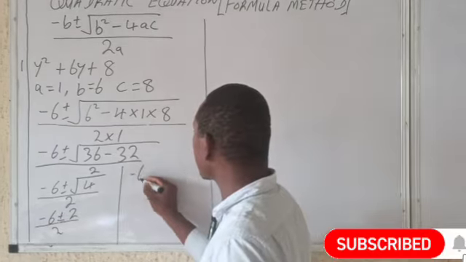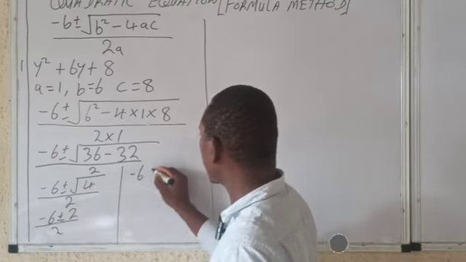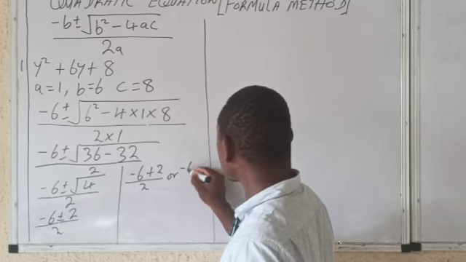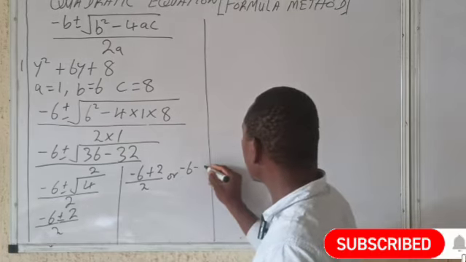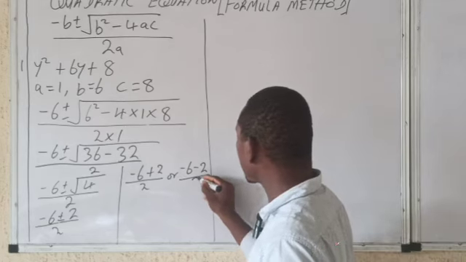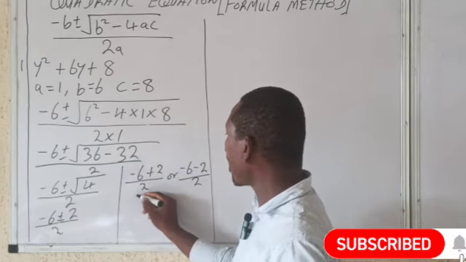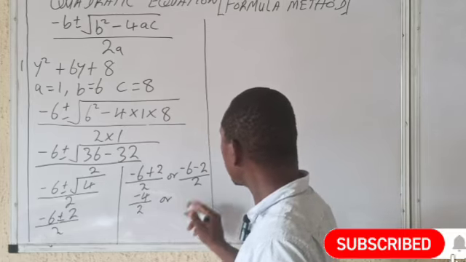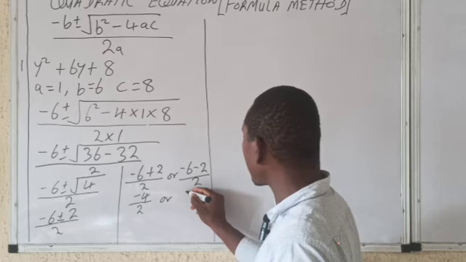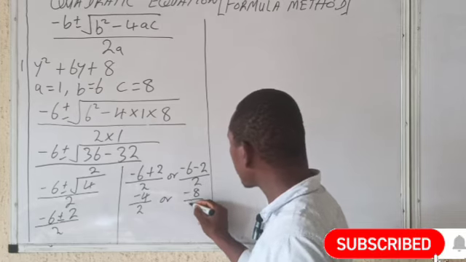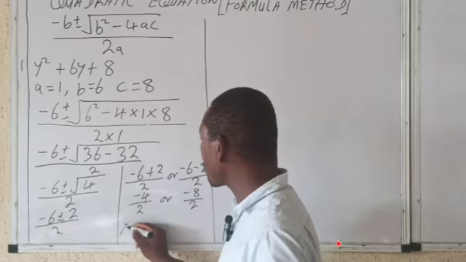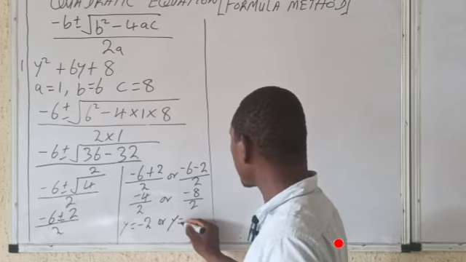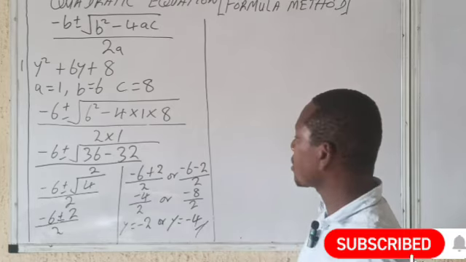Now, here is when we just divide it into 2 places. We now have minus 6, first one, you take the plus 2 all over 2, or minus 6, second one is minus 2 all over 2. So minus 6 plus 2, we now have minus 4 all over 2, or minus 6 minus 2 is minus 8 all over 2. If you divide this, you now have y is equal to minus 2, or y is equal to minus 4. So this is our answer.